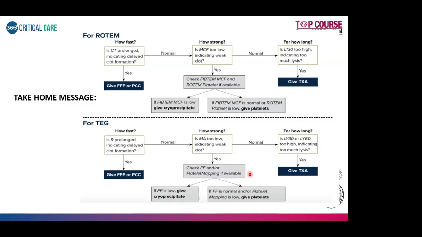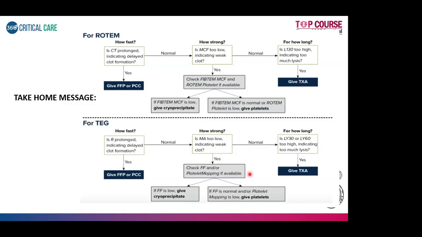If the maximum amplitude is low, how will you approach it? First, we have to see platelet efficiency, then look at K and alpha angle. If the alpha angle is acute and K is prolonged, probably it is fibrinogen. After that, you also look at the platelet count. You have to look at both; it is not just platelets. Good. Lysis 30: if the clot breaks down before 30 minutes, what is the indication? It is hyperfibrinolysis. Treatment is tranexamic acid.